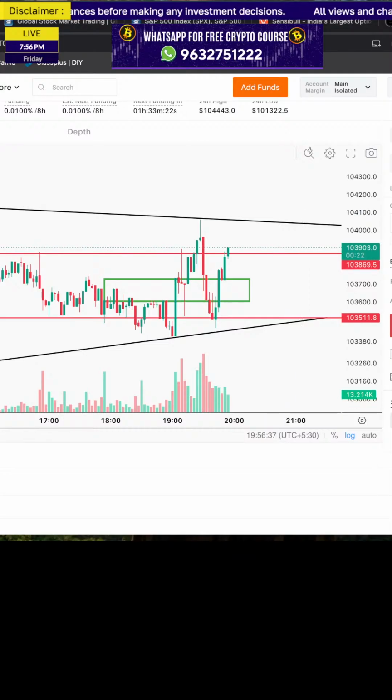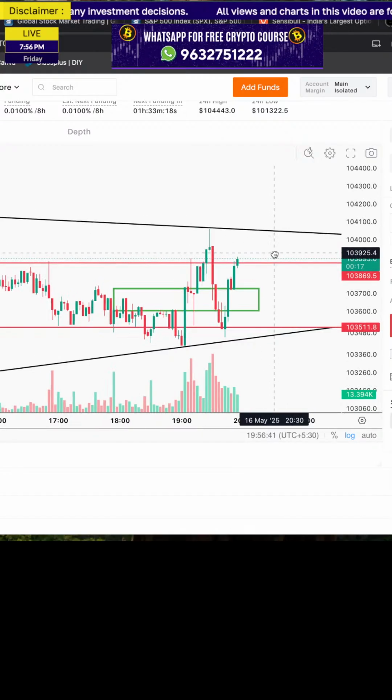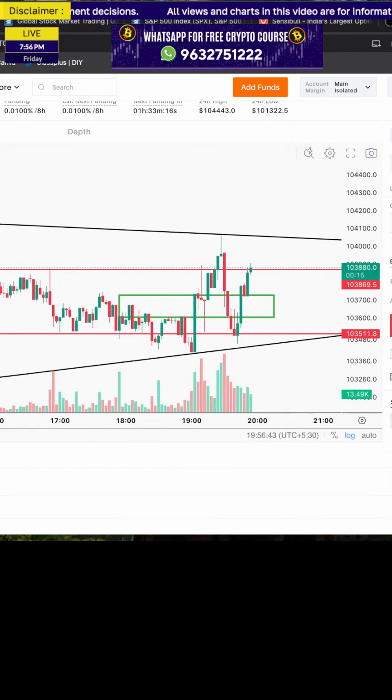S&P 500 is showing slight positiveness. Dow Jones is showing some breakout. Slightly, it has broken the day's high is what I'm trying to say, but not very strongly. Slightly it has broken, that's it. S&P 500 not yet. So we'll see.